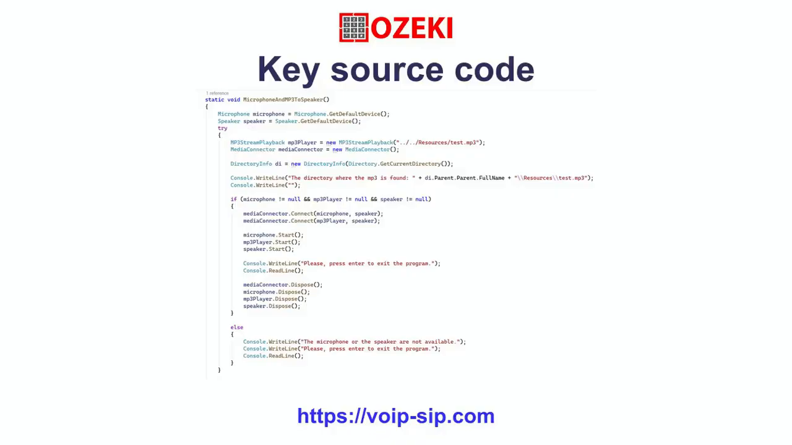The key source code shows the microphone and MP3 to speaker function, which creates a microphone, an MP3 stream playback, and a speaker, then uses a single media connector to connect both audio sources to the same speaker, mixing them together. Calling start on all three devices begins playback, and the program waits for the user to press enter before disposing of every object to release the underlying audio resources.